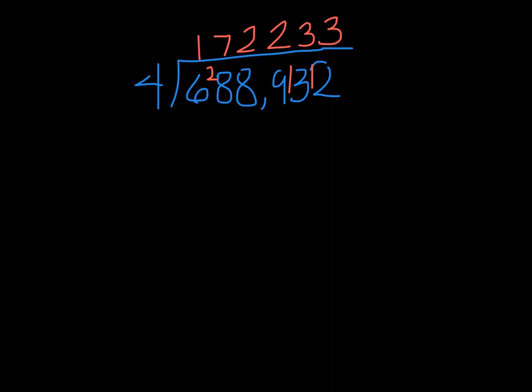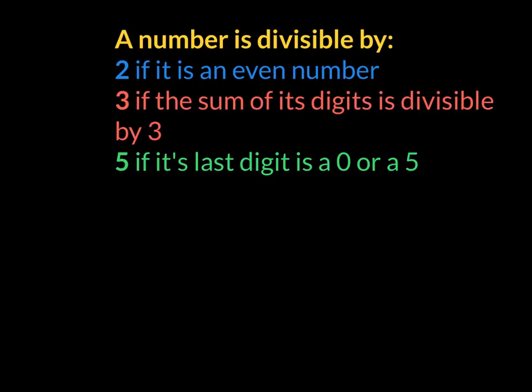So let's take a look at some divisibility rules to help you as you do short division in your head. You can predict if a quotient has a remainder by using these divisibility rules. A number is divisible by 2 if it's an even number, by 3 if the sum of its digits is divisible by 3, and by 5 if its last digit is a 0 or a 5.